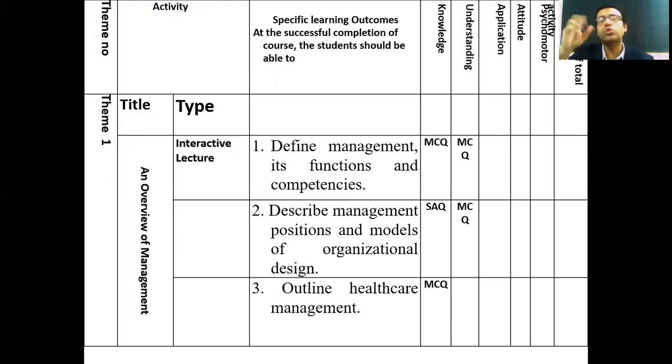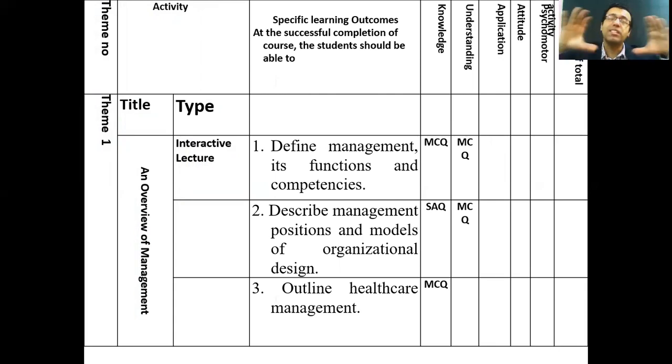For knowledge, you should identify whether you need MCQs or short answer questions. For understanding, you should know, for each SLO, whether you need an MCQ or a short answer. For example, for psychomotor and attitude, if this activity has practical intended learning outcomes, how many OSPE and how many OSCE stations will be implemented in this blueprint.